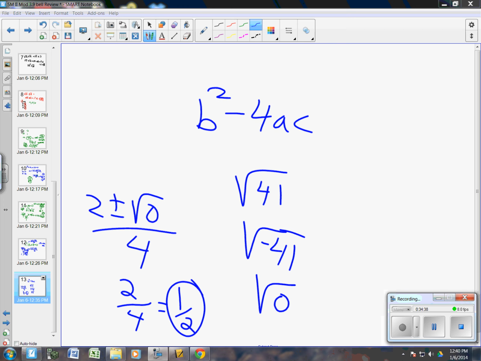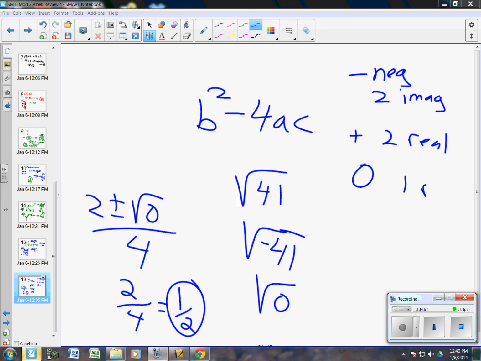I'm going to put this at the end of the recording. A negative number, you get 2 imaginary solutions. A positive number, you get 2 real solutions. And 0, you get 1 real solution.